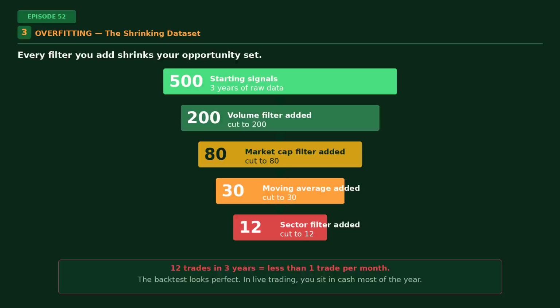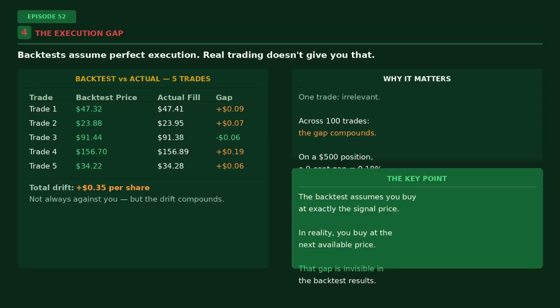Your backtest looks incredible on those 12 trades. But 12 trades over 3 years is less than 1 trade per month. That's not a strategy. That's a highlight reel. In live trading, you'll spend most of your time sitting in cash, waiting for a setup that may never come. The backtest won't warn you about this. It just shows you the 12 winners and calls it a system.